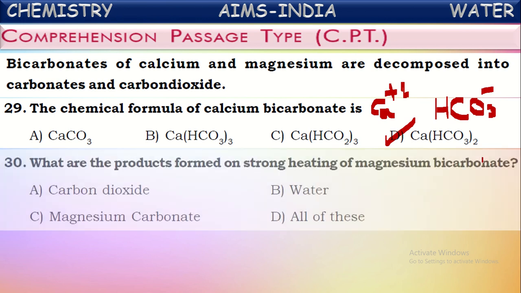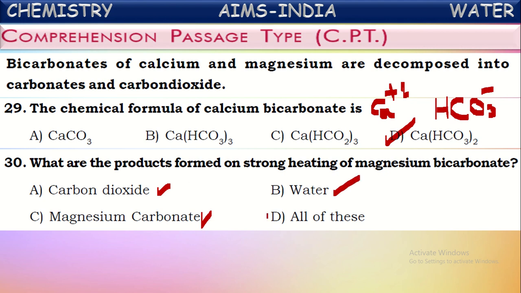Okay. Next, what are the products formed on strong heating of magnesium bicarbonate? So here it is given. Bicarbonates of calcium and magnesium are decomposed into carbonates and carbon dioxide. So when magnesium bicarbonate is strongly heated, then it decomposes to form magnesium carbonate, carbon dioxide and water. These three will be formed. So these three are the products: magnesium carbonate, water and carbon dioxide. Now the correct answer will be this, all of these.